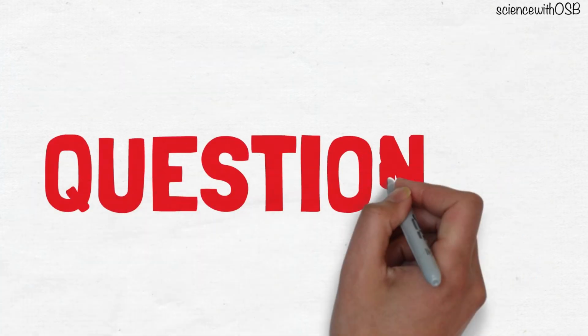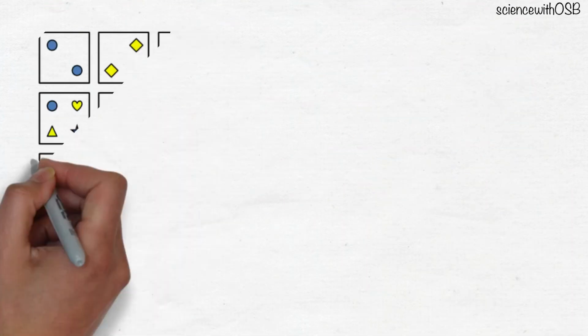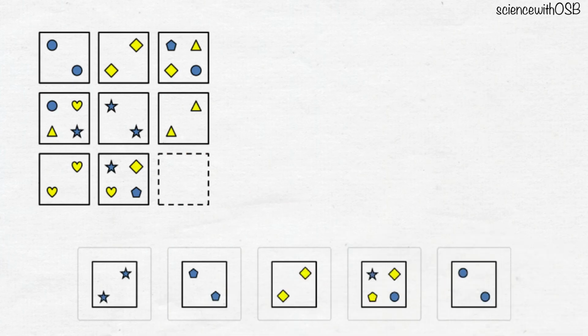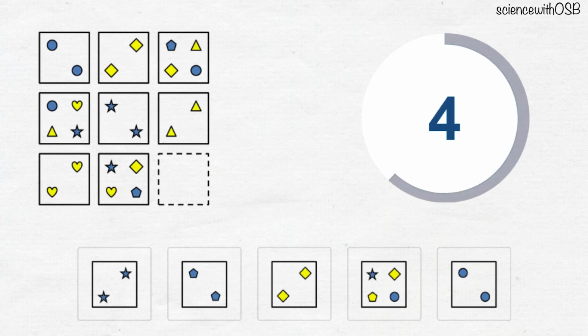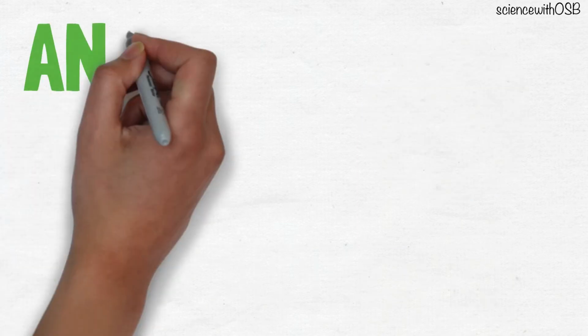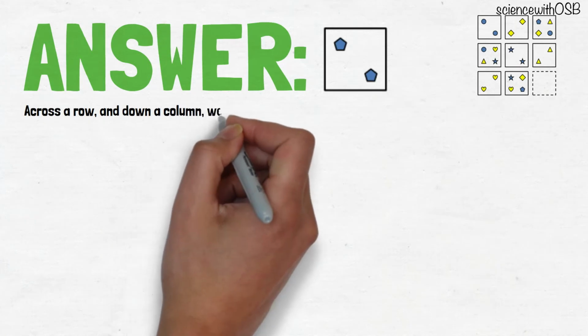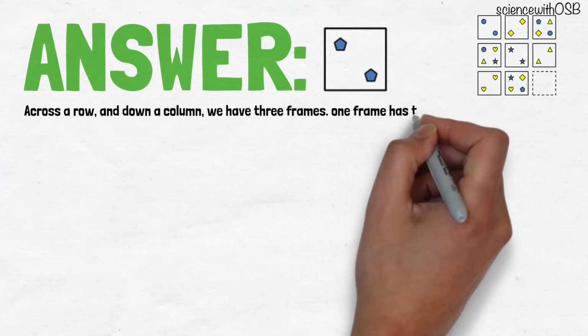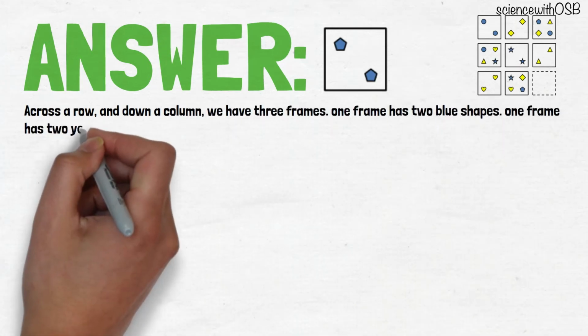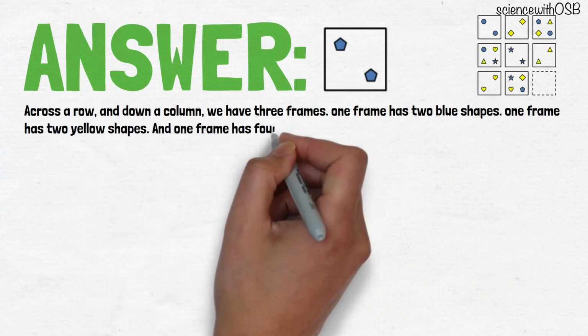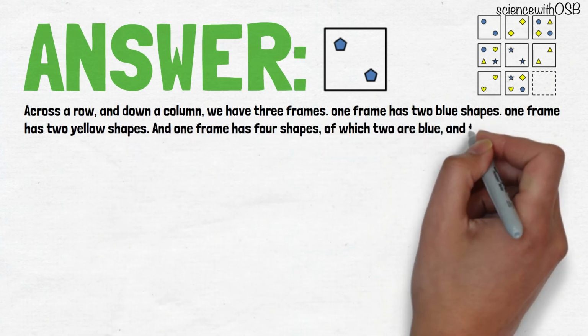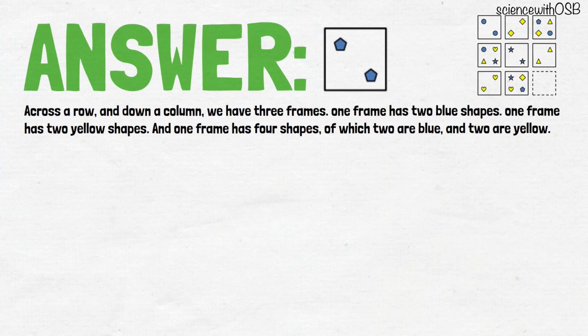Moving on to question number 13. Observe the matrix closely. Here, the correct answer is 2. Across a row and down a column, we have 3 frames. One frame has 2 blue shapes, one frame has 2 yellow shapes, and one frame has 4 shapes, of which 2 are blue and 2 are yellow.